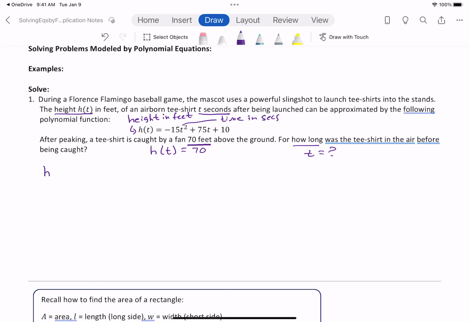Alright, so my equation, the information that we're given is what h(t) is. Now be careful with the notation and what it means. This doesn't say h(70). It says h(t) = 70. So the entire h(t) expression is going to be replaced with that 70.